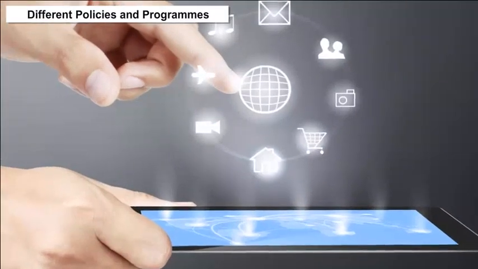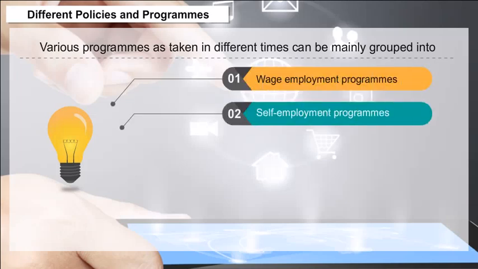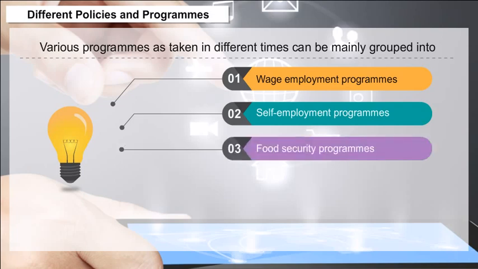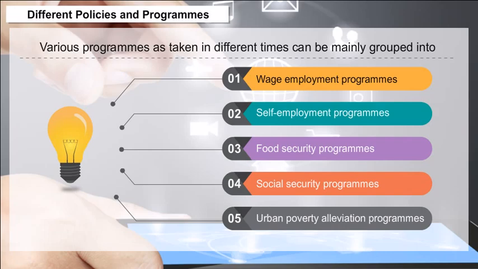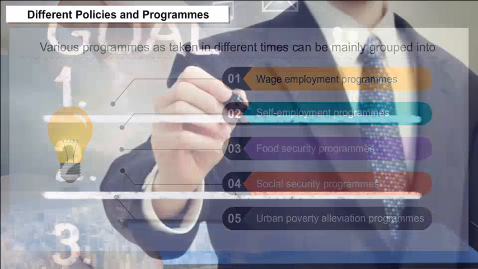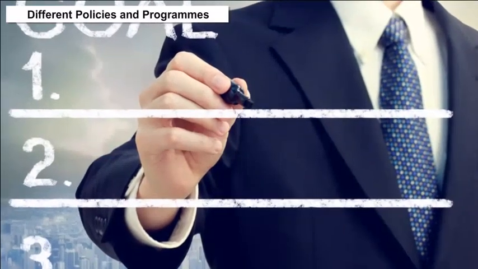Different policies and programs. Various programs taken at different times can be mainly grouped into 1. Wage employment programs, 2. Self-employment programs, 3. Food security programs, 4. Social security programs, and 5. Urban poverty alleviation programs. In order to achieve these goals, several programs have been taken up.